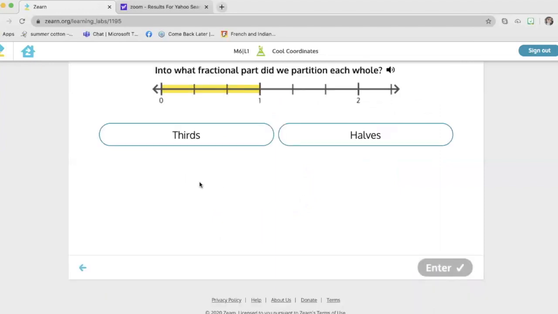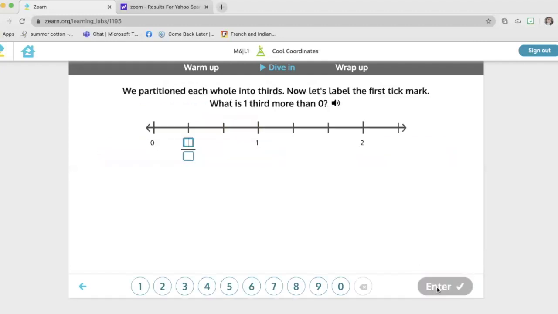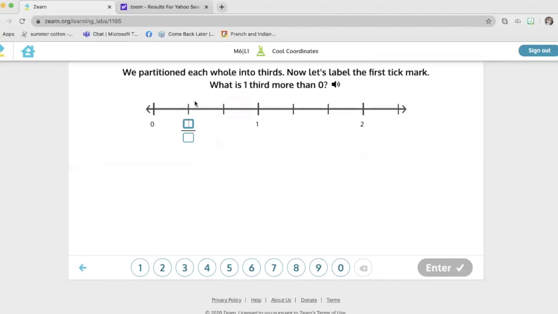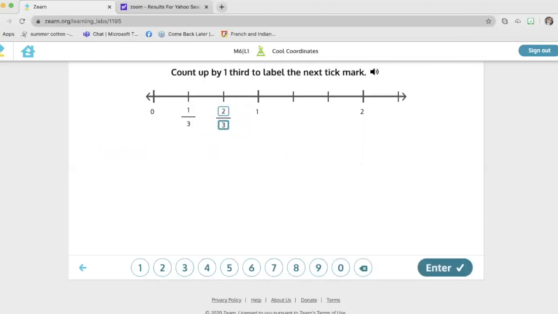Okay, so into what fractional part did we partition each whole? You would count, you don't use 0, you use whatever comes next. So this would be 1/3, 2/3, and 3/3, because 3/3 is going to give you one whole. So then when we write what our fraction would be, you don't use 0, okay? This would be 1/3. Then we have 2/3.